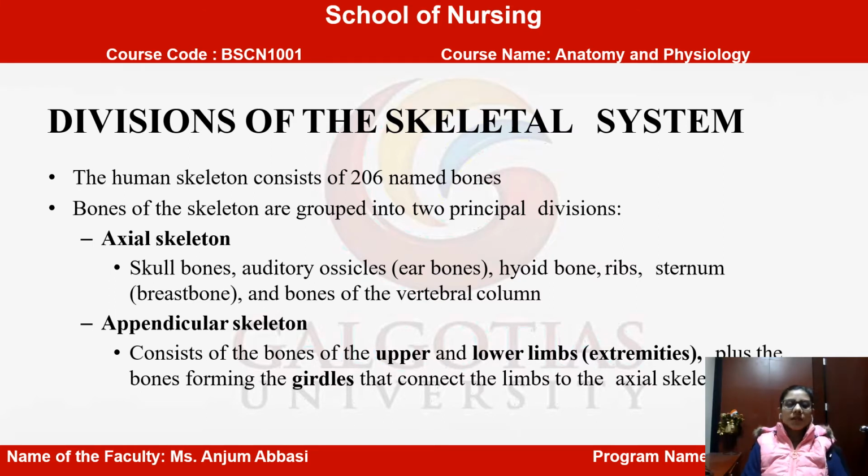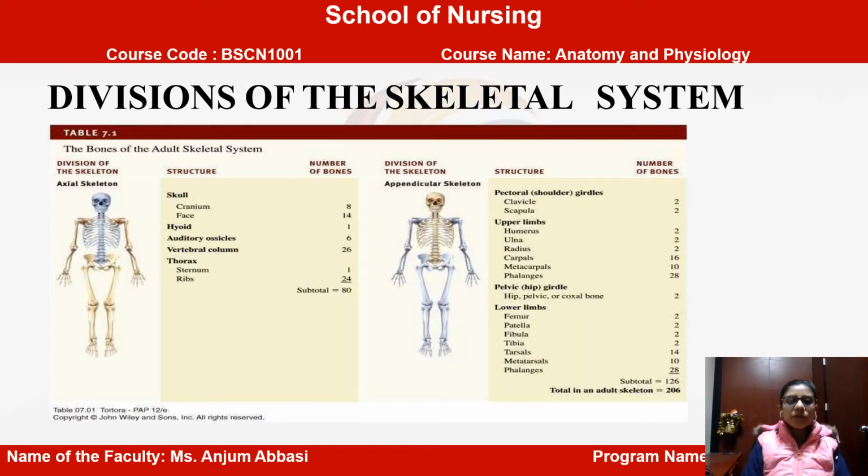Second is the appendicular skeleton. The appendicular skeleton is mainly the upper and lower limb extremities, plus the bones forming girdles that connect the limbs to the axial skeleton. In this slide you can see the division of the skeletal system. You can see two different skeletons: this is axial and this is appendicular. As I told in the last slide, you can imagine the axial skeleton in a standing format, with these bones arranged vertically.